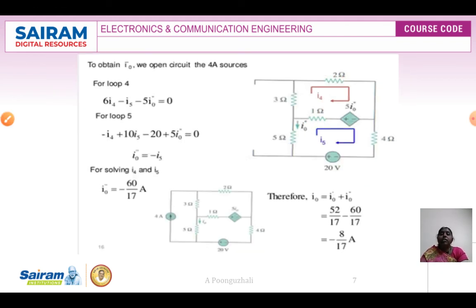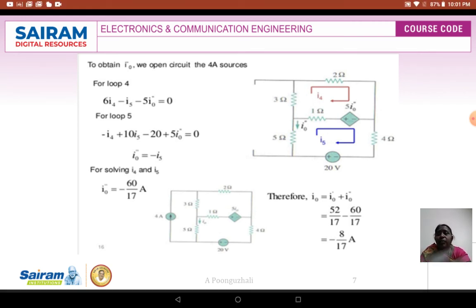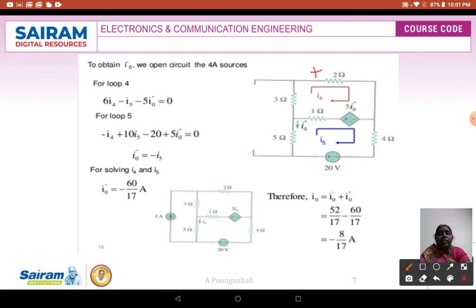Next procedure is to obtain I0 double dash. We open circuit this 4 amps current source. So when I open circuit it, that is going to be removed and the circuit is going to simplify as a 2 loop. The dependent source, we will not touch it, we will keep it as such. Now consider this loop. Your current is entering like this. So if the current is entering like this, this is going to be plus, this is going to be minus. Here current is entering like this, this is plus, this is minus. Current is entering like this, so this is plus, this is minus with respect to this loop.